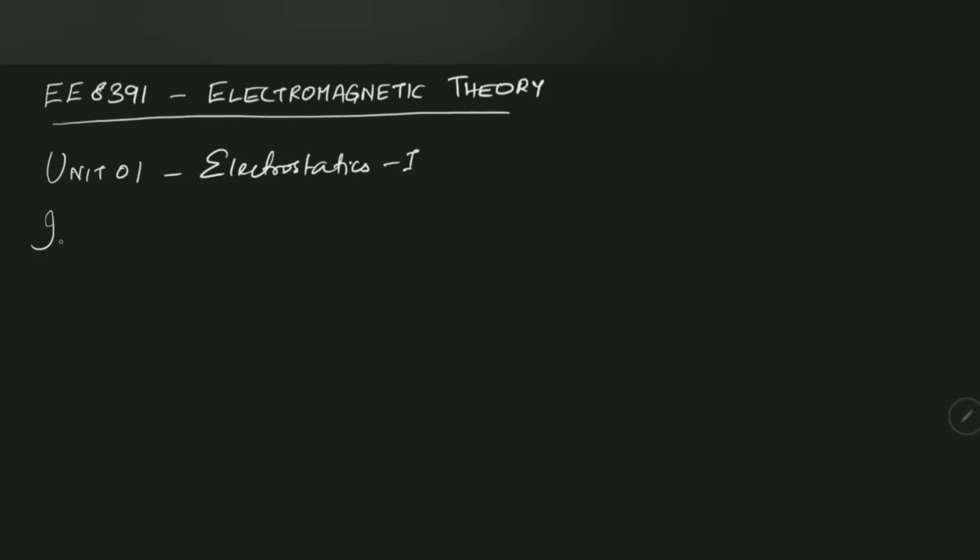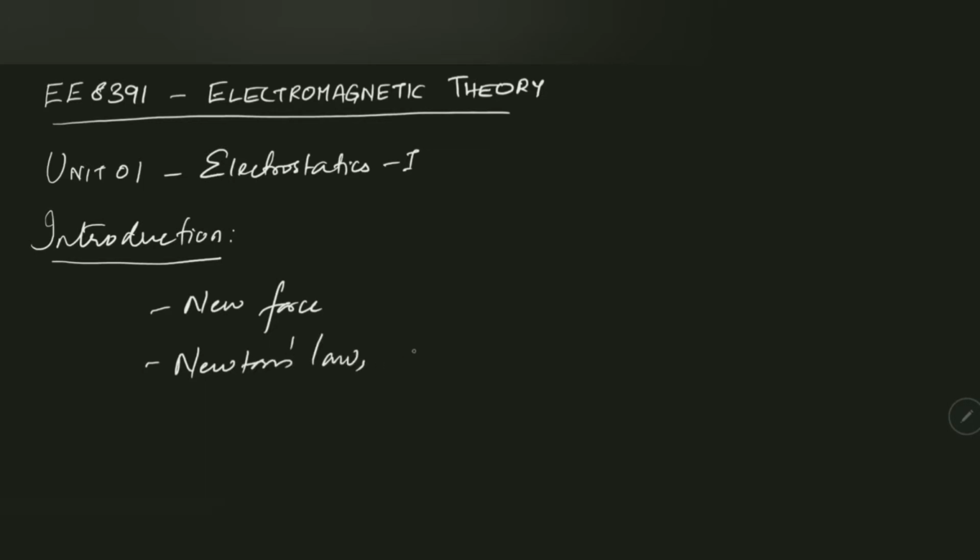To start with the introduction, as I told you, electromagnetic theory is a study of electrostatics or electromagnetism that occurs between two elements or two particles. We are going to see about a new kind of force that is exerted on some object or element, and how the forces come about. Through Newton's law, you can understand that F is equal to m into a, where F is force, m is mass, and a is acceleration.